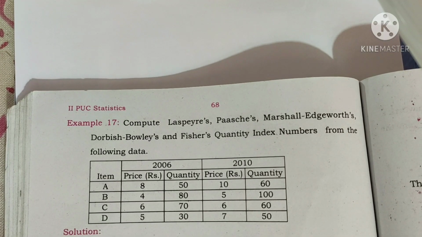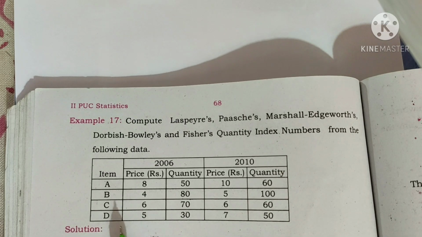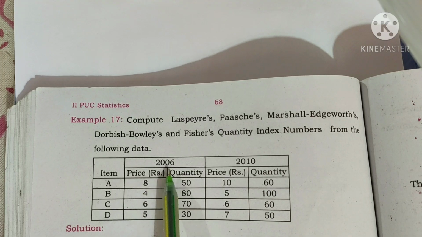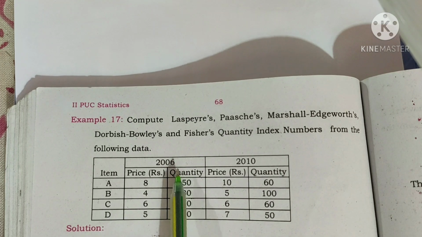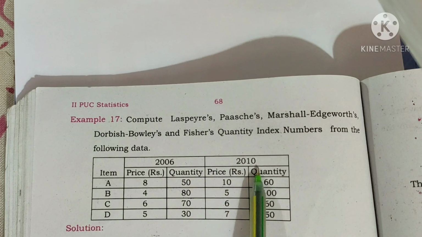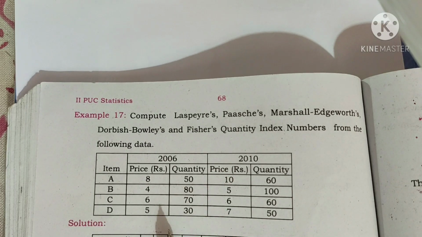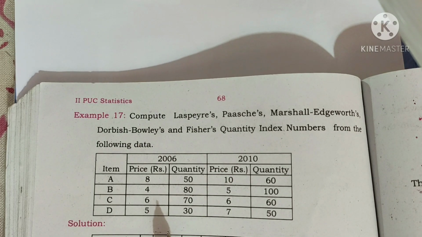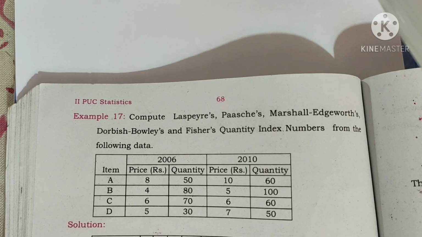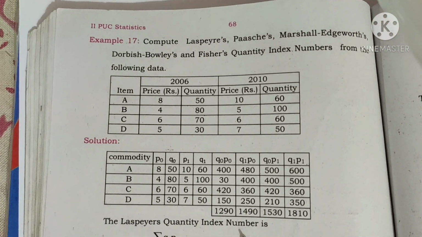Let's move on to the example. Compute the Laspeyres, Paasche's, Marshall-Edgeworth, Drobisch-Bowley and Fisher's quantity index numbers from the following data. The items are given, with price and quantity for the base year. 2010 is the current year, and the price and quantities of the current year are given. Now we will move into the solution of this problem.